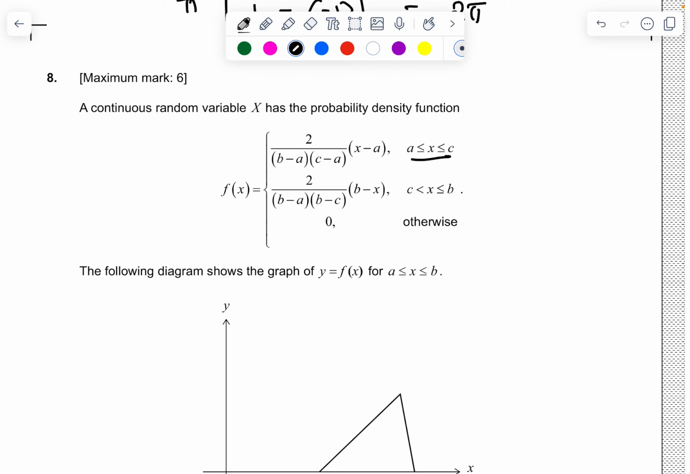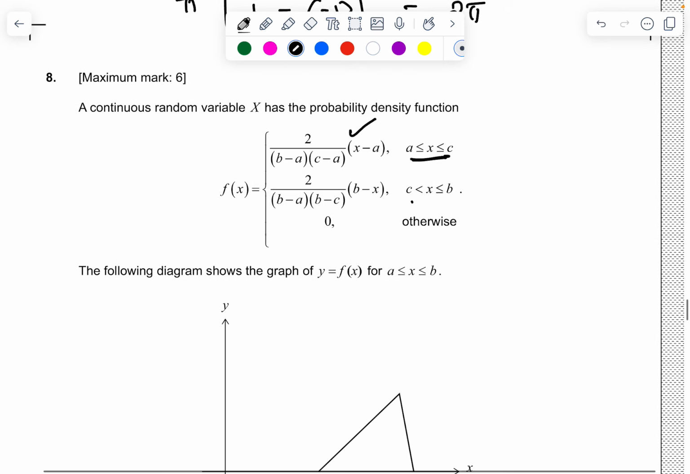If x lies between a to c, this is the function. Between c to b, this is going to be the function. Then consider the following graph shows y equal to f of x. Given that c is greater than or equal to a plus b by 2. Find an expression for the median. So we are supposed to find the median.